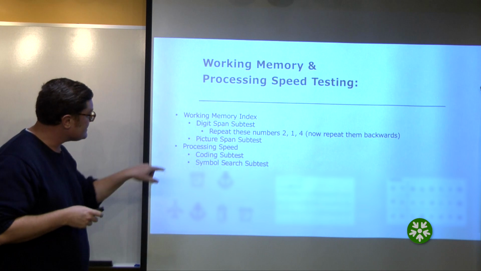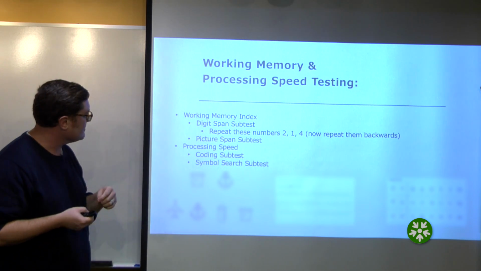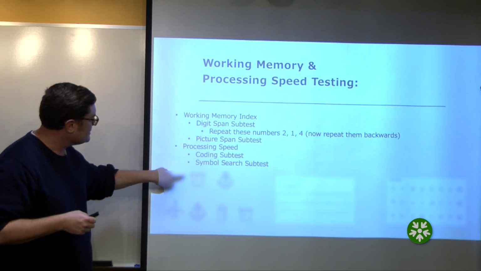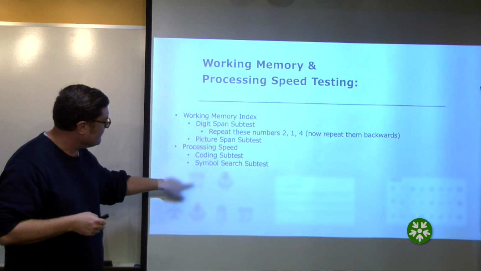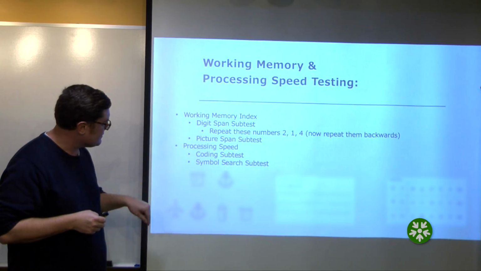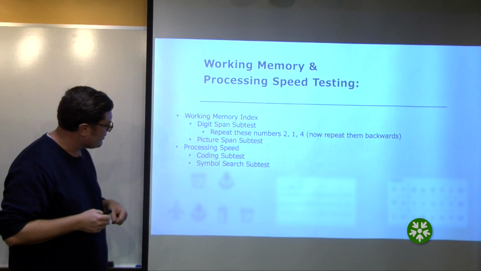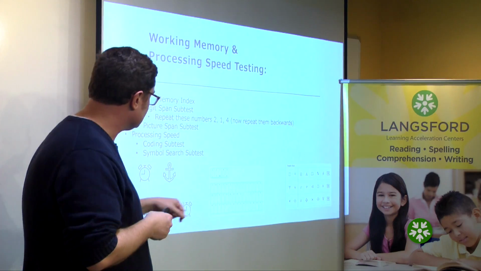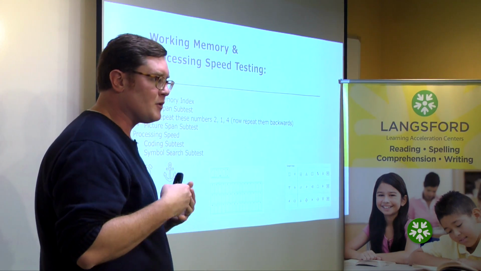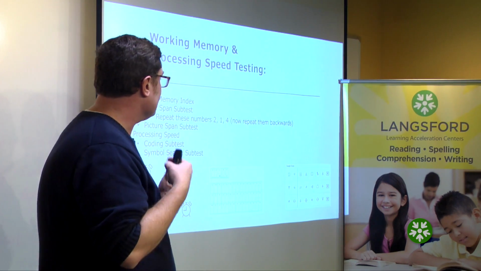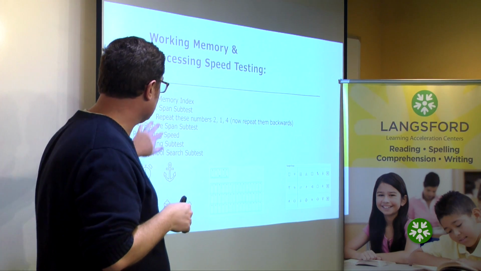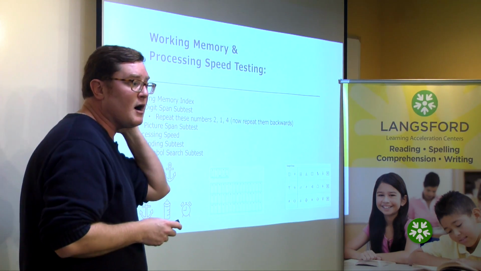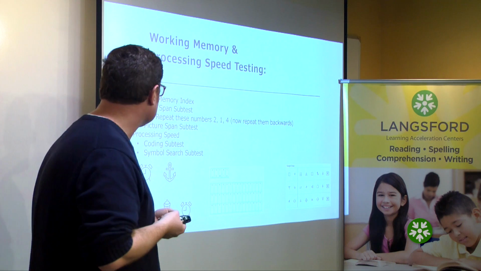The picture span subtest is also a part of the working memory index. On this one, a child is shown 2 different designs, and then they're asked to show what order they saw them in. So they would touch that they saw this one first and then this one second. They're having to remember, so this one is more of a visual working memory, whereas the one I mentioned before is more auditory, hearing the numbers.